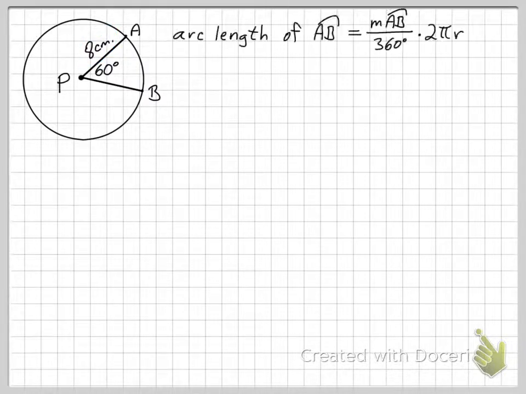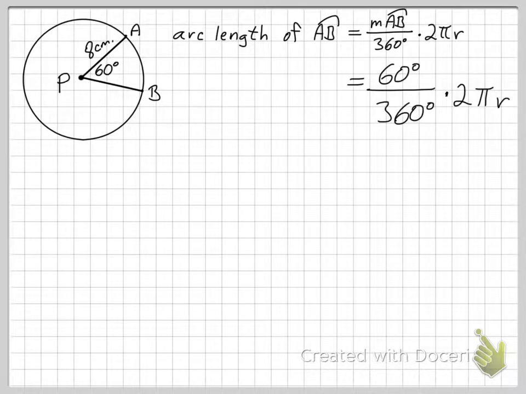So again, this is the formula that you use. Arc length of AB is equal to the degree measure of AB divided by 360 degrees, in other words, the fraction that the arc length takes up of the whole entire circle, times 2 pi r, which is the circumference of the whole entire circle. So that's why this equation works for finding arc length.